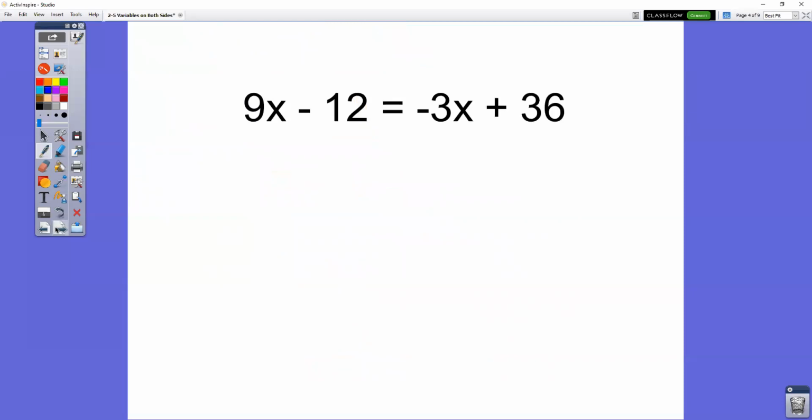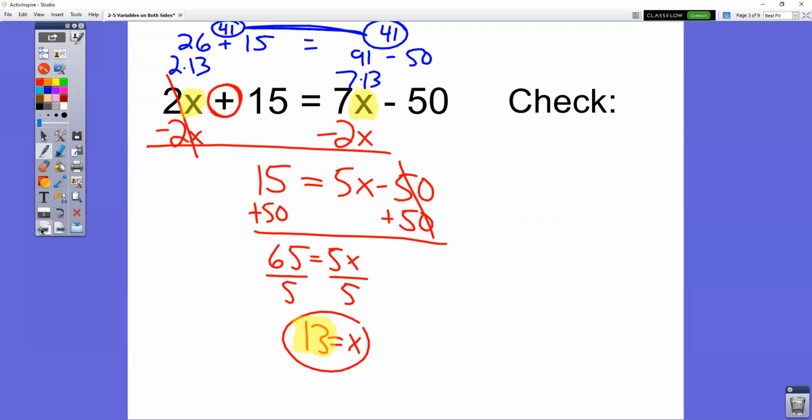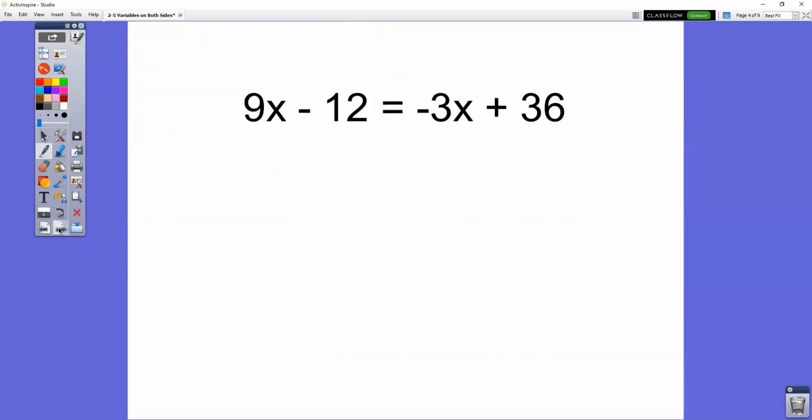Take a look at this one. Now again, I would always work with the smaller of the two letters first. So I would try and work with, you have a 9x and a negative 3x. I would try and get rid of that negative 3x. Now we're not going to, like in the previous problem, subtract the letter. We subtracted the letter because we had a positive 2x, so we wanted them to cancel out, which is why we did minus 2x to both sides.